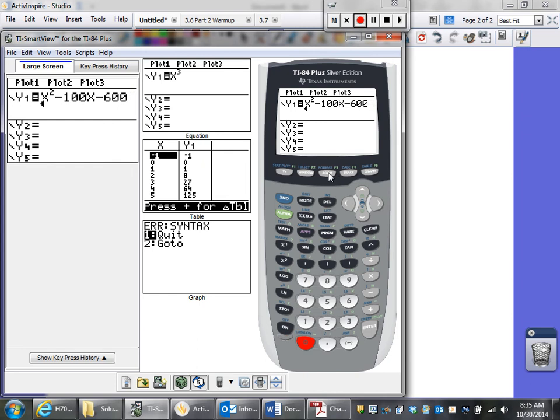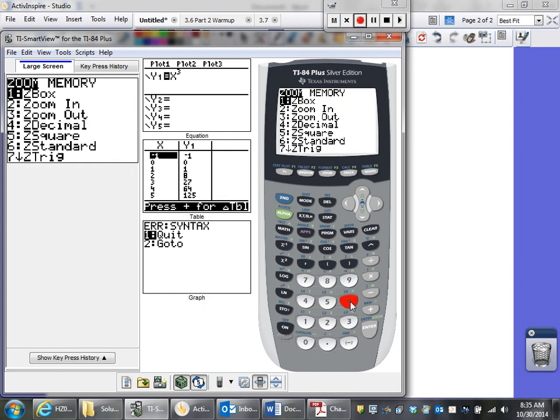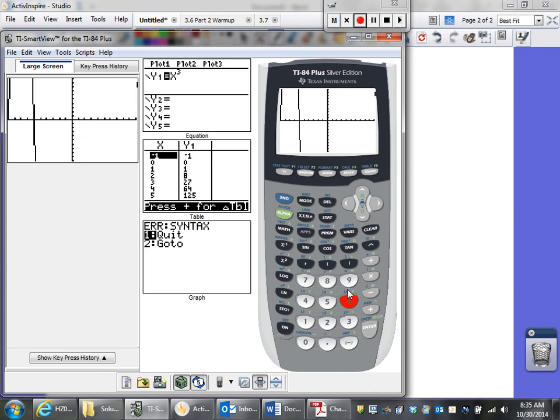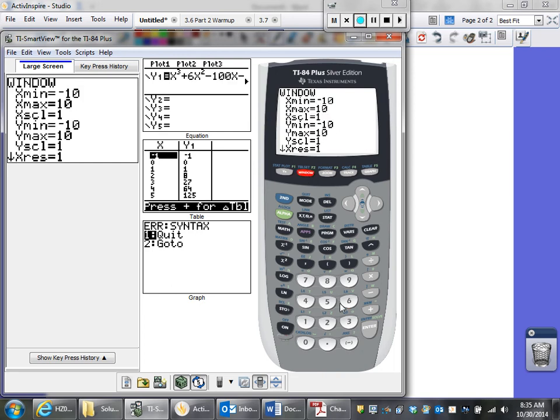I'm going to go ahead and hit zoom 6, zoom standard. And this is kind of really spread out here. This is a snake graph. We're not seeing the entire piece of it, but I'm going to go to the window and say, let's go past negative 10 and past positive 10 and just take a look at this really quick. How about negative 15 and positive 15, just to look out a little bit farther.